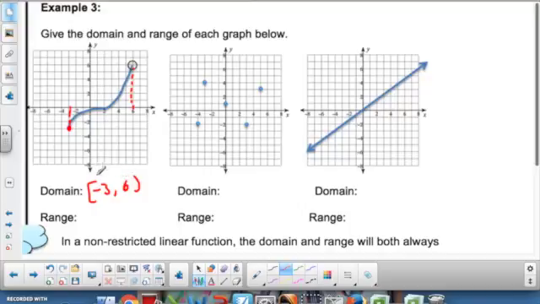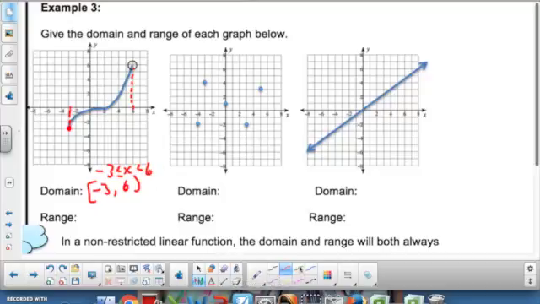If I were going to write that in our other notation, it would be -3 is less than or equal to x, which is less than 6, because it goes from -3, where we have a closed circle, to 6, where we have an open circle.